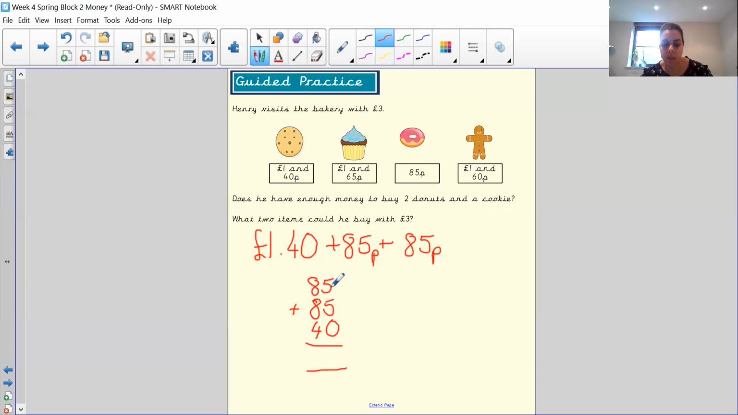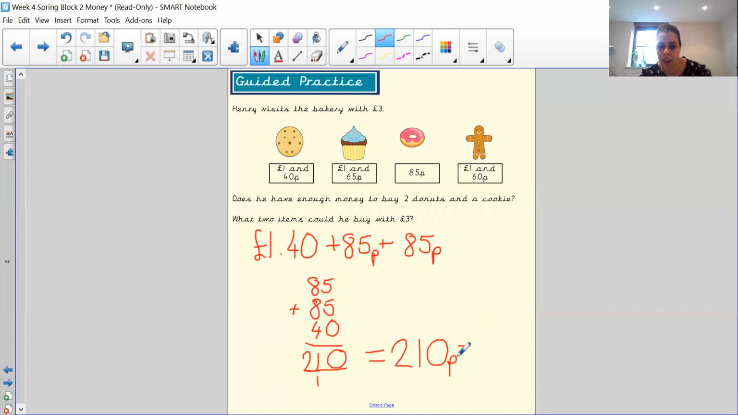Okay, let's have a look. 5 and 5 is 10. So when we have our 0, it's still 10. So I put my 0 there, and my 1 for my 10 gets carried. Then I'm going to do 8 and 8, which is 16. Add 4, which is 20. Add 1 is 21. So I'm going to put 2 there, and a 1 there. So I've got 210. I'm just going to write it clear over here for you. So that's 210 pence.